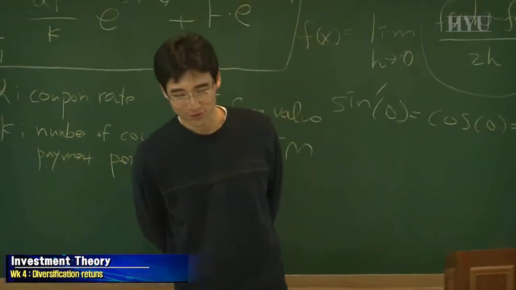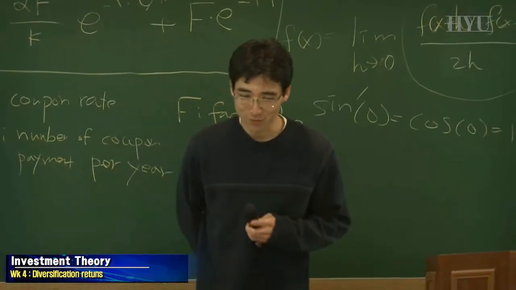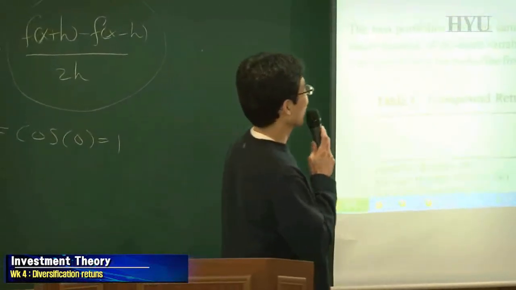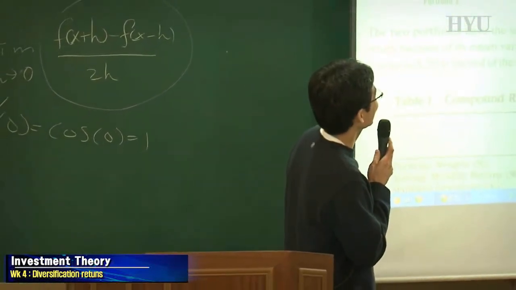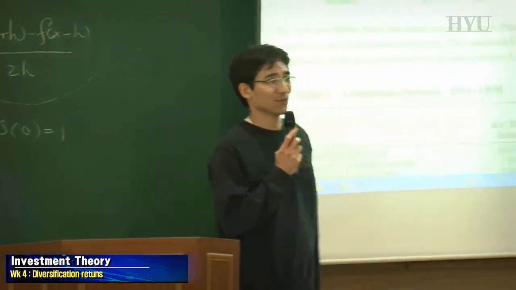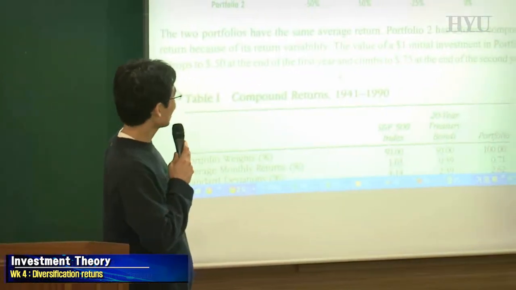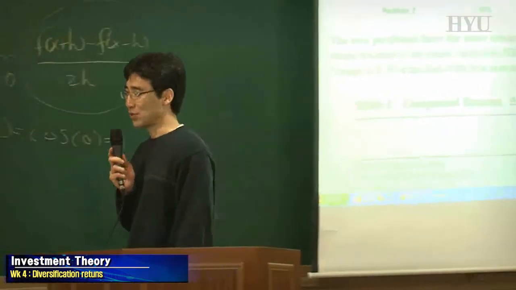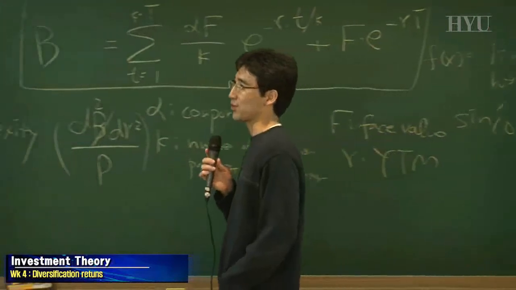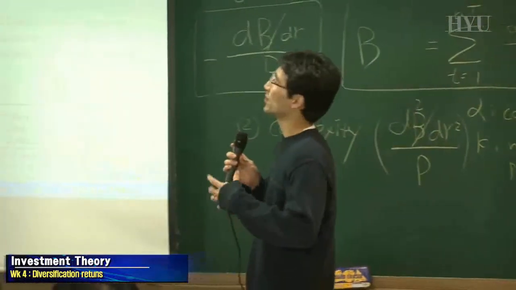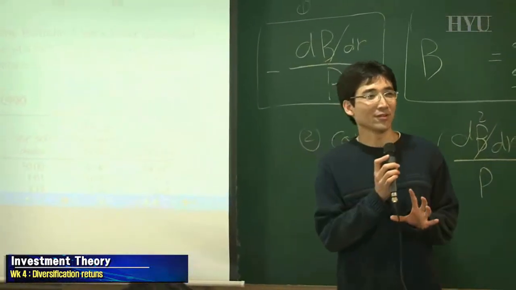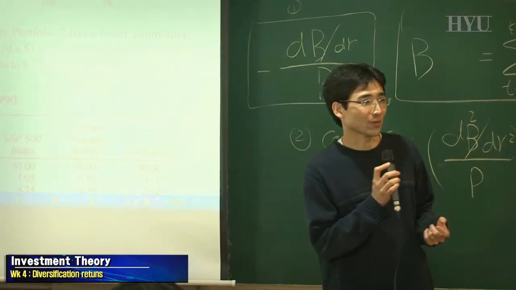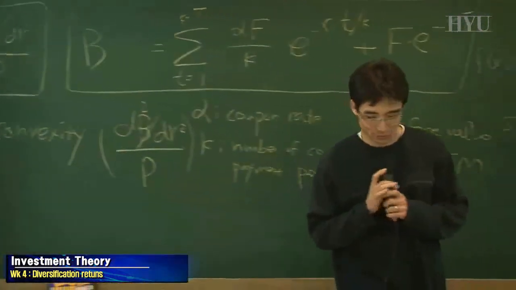So about diversification return, let me briefly go over what we learned last week. In these two examples, even though they have the same average return, the total return is very different. This suggests that if we reduce the return volatility, maybe we can increase total return, given average return. So diversification actually can increase total return given average return. That's a very important result.